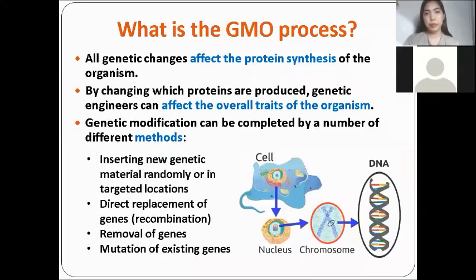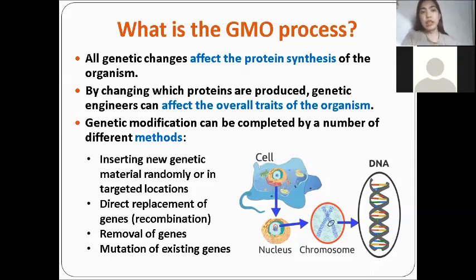All genetic changes affect the protein synthesis of the organism. When the organism undergoes genetic engineering, there is a mutation wherein there are changes in their genome, the complete set of genetic instructions. By changing which proteins are produced, genetic engineers can affect the overall traits of the organism, from the normal organism to the genetically modified one.